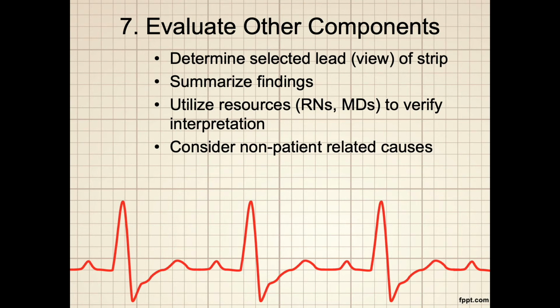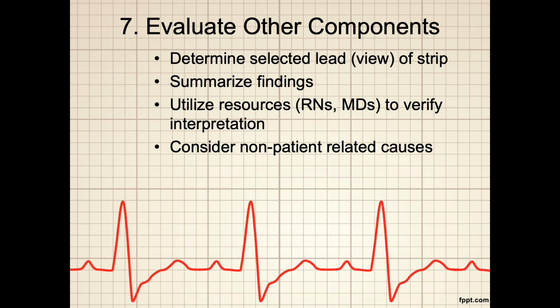If you're a nursing student, find your instructor, find the RN, and bounce it off them. What do you think this is? Have them verify that interpretation. And also, if you're looking at something strange, especially if you're looking at artifact, and you're not quite sure what it is, consider that there might be some non-patient related causes. In other words, equipment problems. These steps then are designed to help keep you organized as you attempt to interpret the EKG.